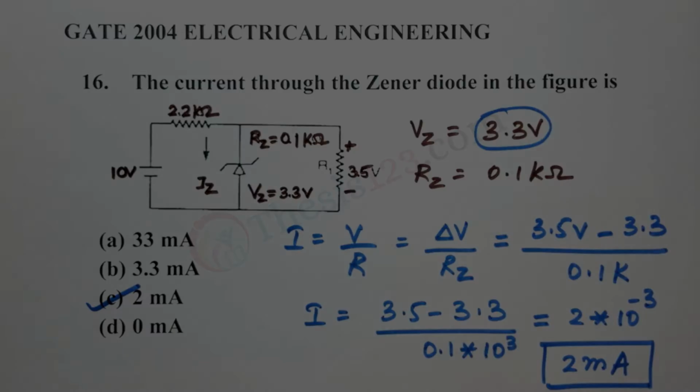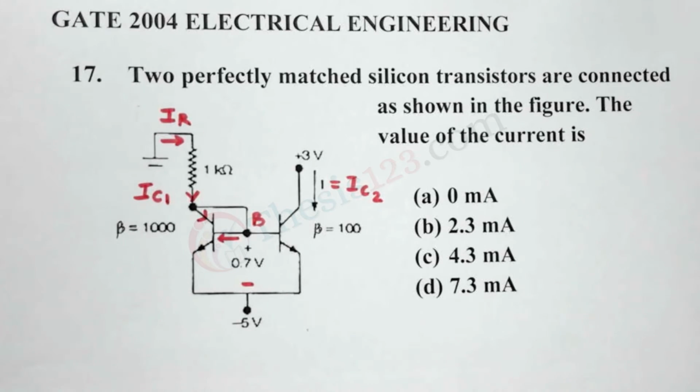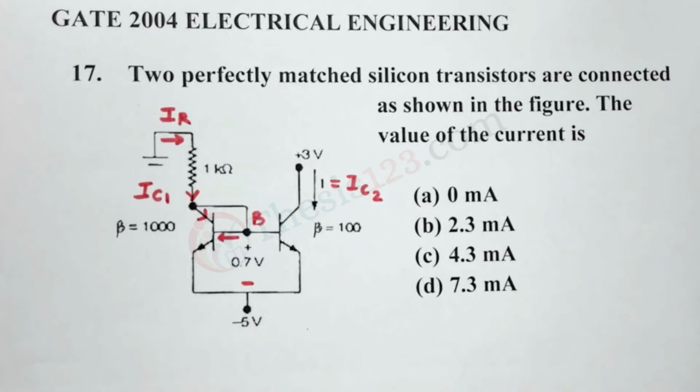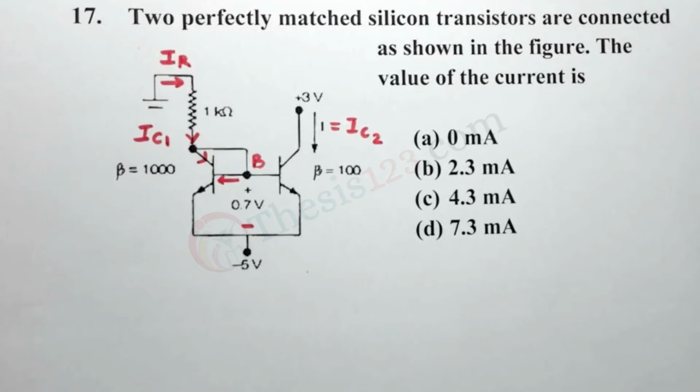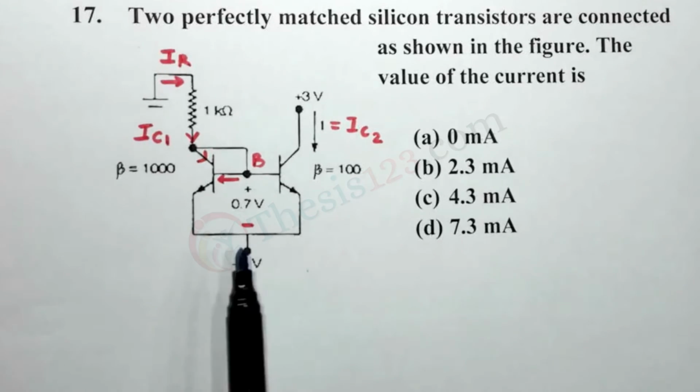Here's the next question, number 17. Two perfectly matched silicon transistors are connected as shown in the figure. The value of the current I is, so we have our four options: 0, 2.3 milliamps, 4.3 milliamps and 7.3 milliamps.